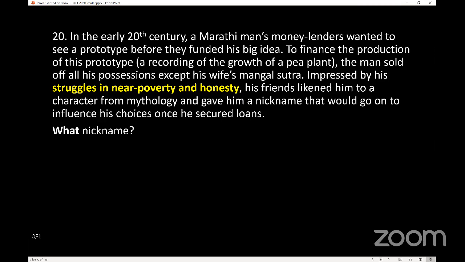So there's a Marathi man in the early 20th century. He needed money for his big seminal idea, but he did not get money from money lenders until they saw a prototype. So he recorded the growth of a pea plant, for which he sold off all his wealth, and he was living in abject poverty. And his friends likened him to a character from mythology because of his condition and gave him a nickname. So once he secured loans, this specific nickname influenced what he did. So what is this nickname? Which is the same as a character from mythology. This is the last question from the quiz.